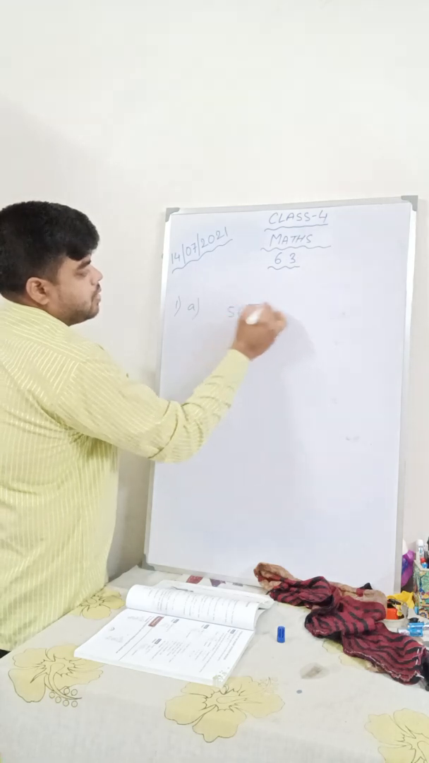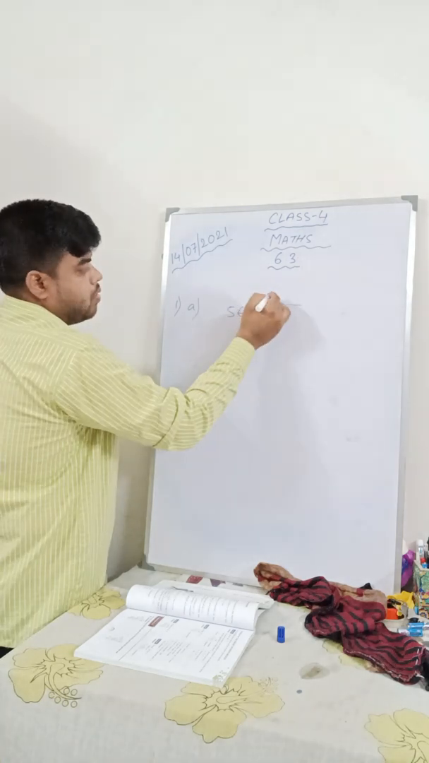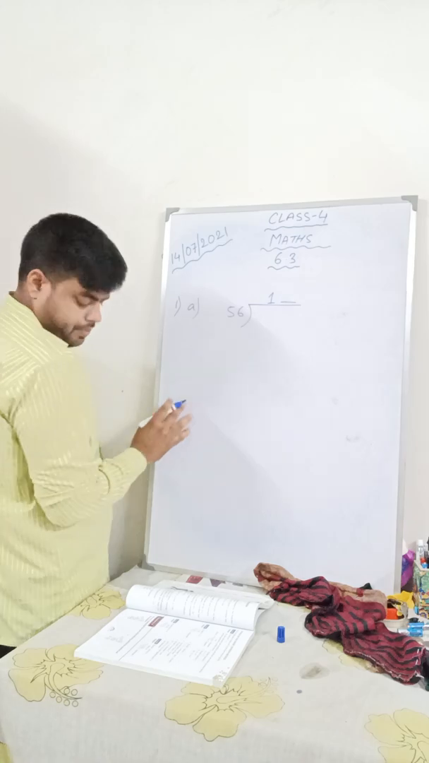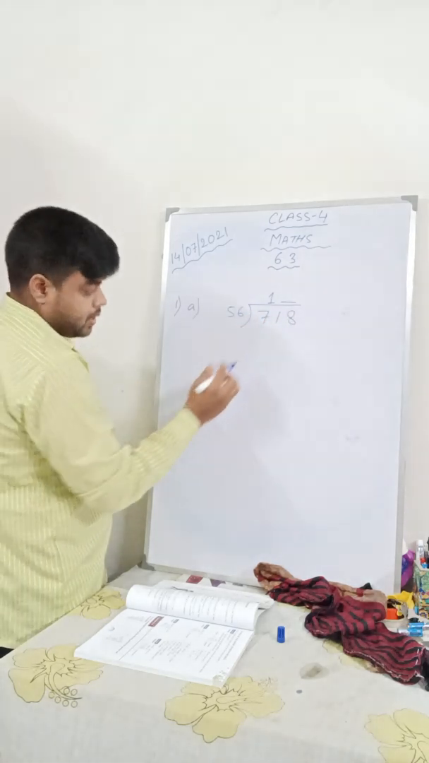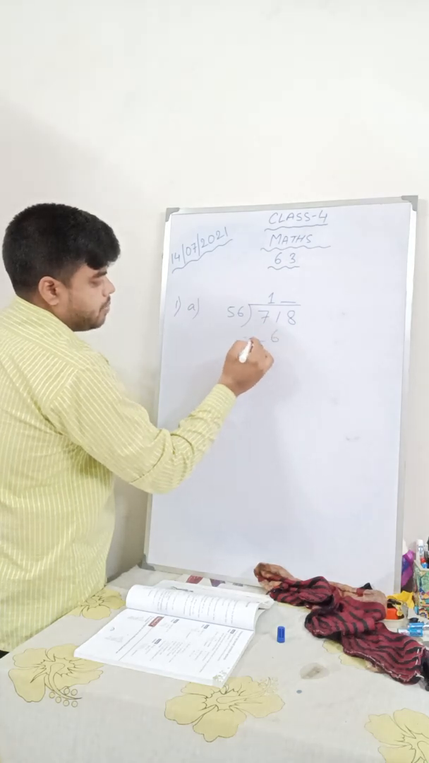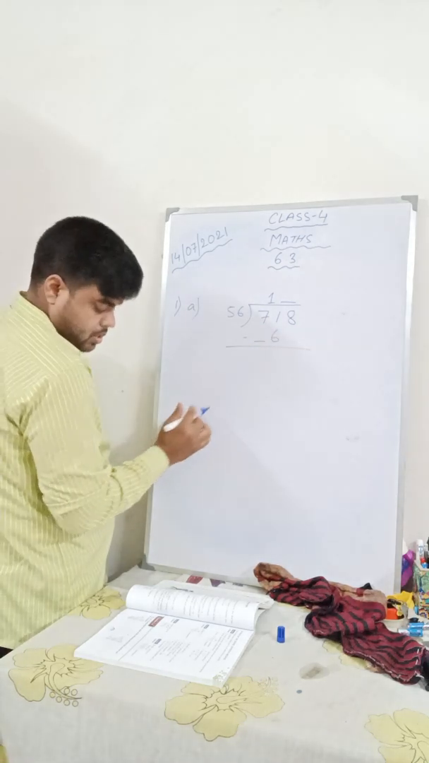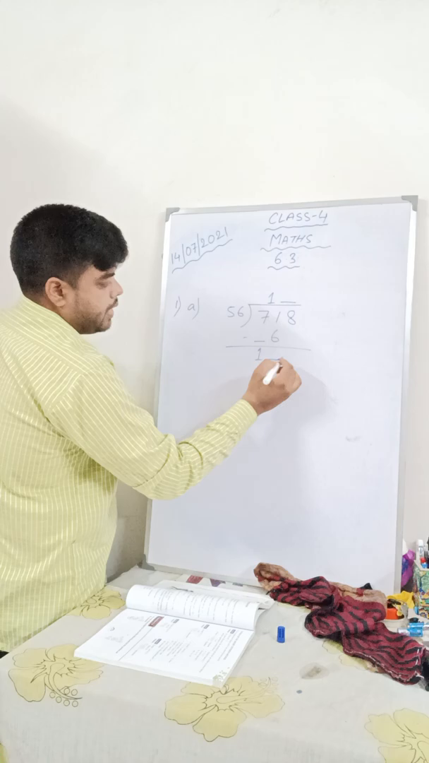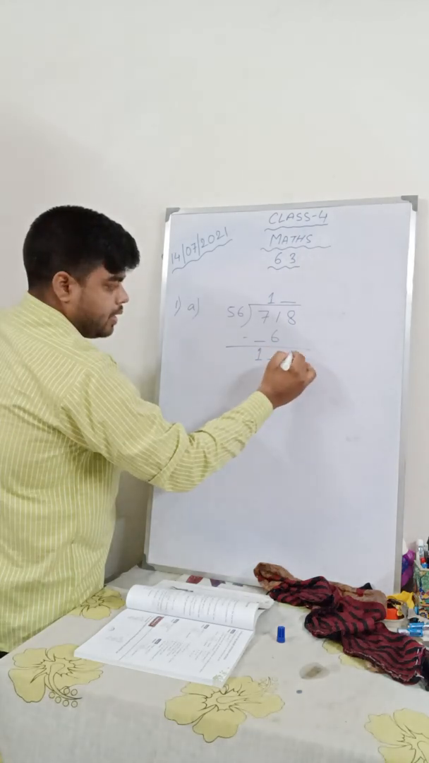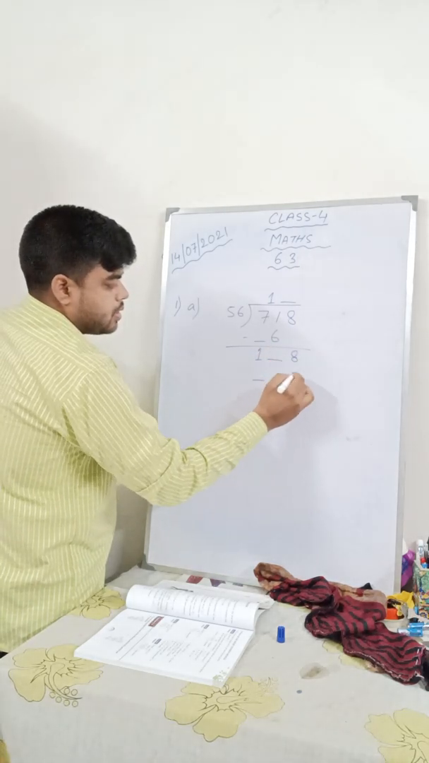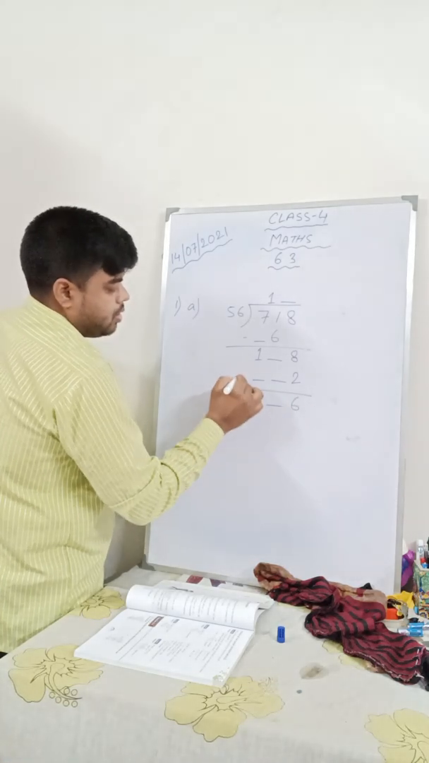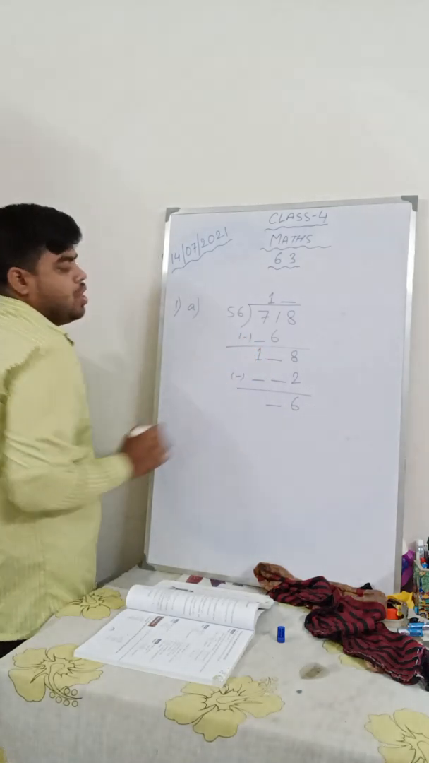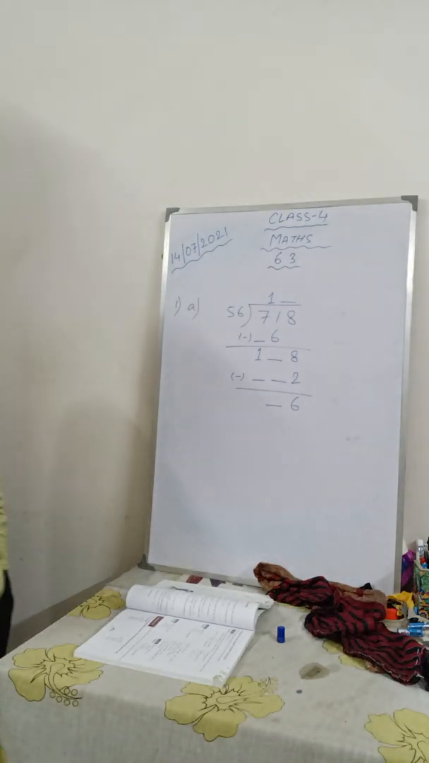56, 1 and dash, 718, dash 6 minus, 1 dash, 8 dash 2, and you get dash and 6 as your remainder. So this is the question that they have given you.